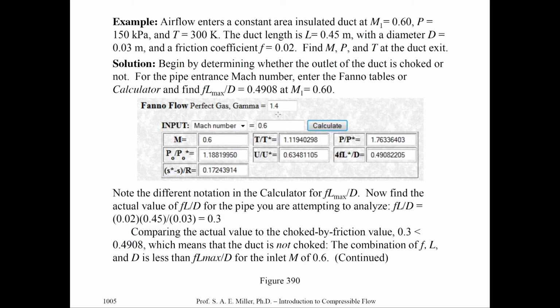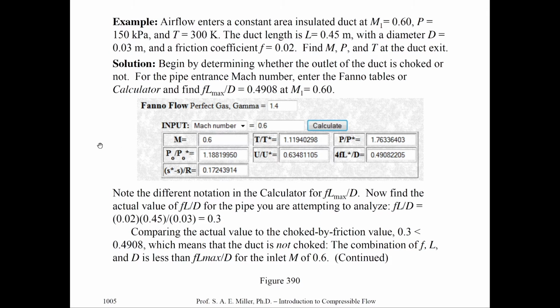0.4908. Use the tables by putting gamma 1.4 for perfect gas in the Fanno flow table or calculator, and in the input Mach number, say 0.6, hit calculate, and then the JavaScript in your web browser will run all these particular values. You'll see here's the input value of 0.6, and over here we have 4FL sup star over D is 0.4908. So that's how we found that value, or you can just use the table lookup.